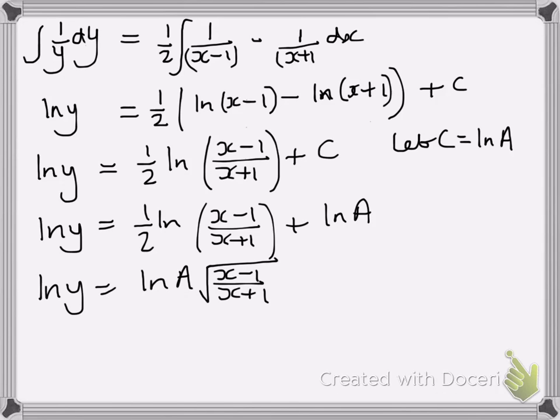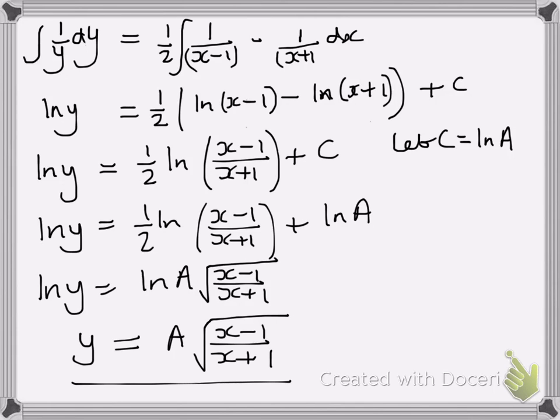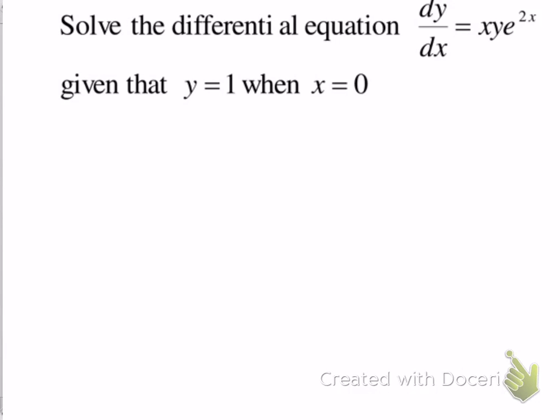So now I have my final function in y, so therefore I can say that y equals a times the square root of x minus 1 over x plus 1. And there we go. We're now going to move on and look at our next problem. We're going to look at solving the differential equation dy by dx equals xy e to the 2x, given that y equals 1 when x equals 0.